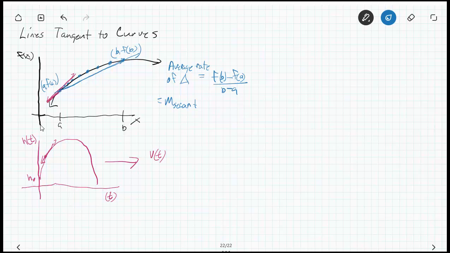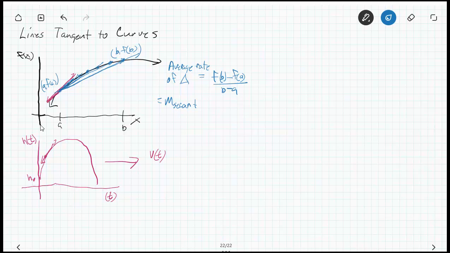So what's happening here is we've got that line, and then that line, and then that line, and so on. Those are all secant lines, and we know the slopes of all of those secant lines.